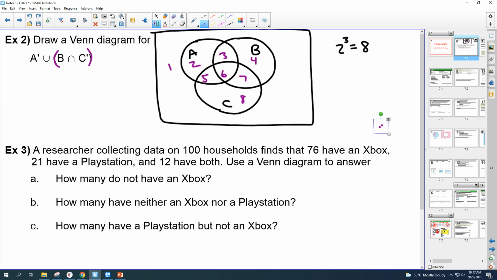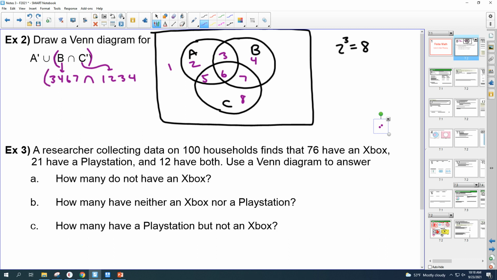Parentheses means we look at that first. It's like order of operations. So inside the parentheses, I'm going to start with region B. Region B, in my picture, maybe yours is different. Make sure you do whatever's on your picture. In my picture, region B is 3, 4, 6, and 7. I have to intersect that with region not C. And so you look at not C in my picture, what numbers are not in C? Not C is 1, 2, 3, 4.